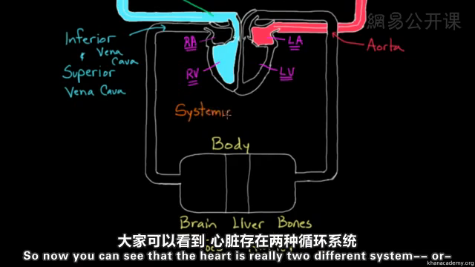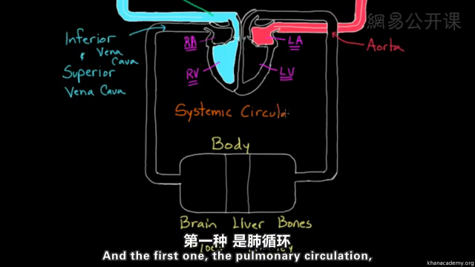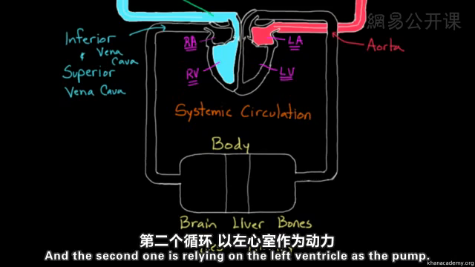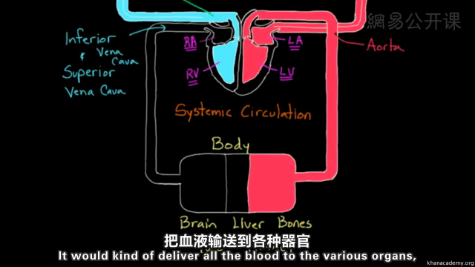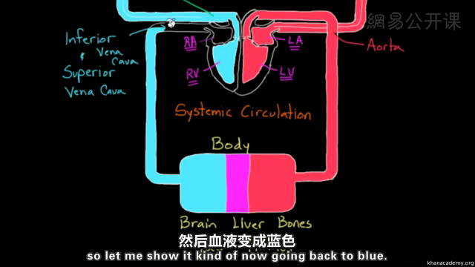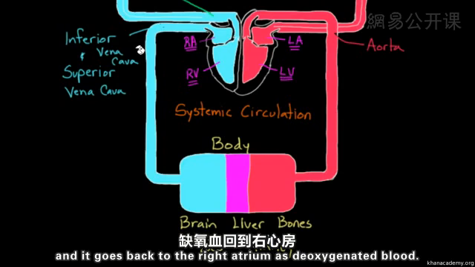So now you can see that the heart is really two different systems, or let's say two different circuits rather. And the first one, the pulmonary circulation, is relying on the right ventricle as the pump. And the second one is relying on the left ventricle as the pump. And now that you've seen it, I can color it in. There it would deliver all the blood to the various organs, and then the organs would use up the oxygen. So let me show it now going back to blue, just to indicate deoxygenated blood. And it goes back to the right atrium as deoxygenated blood.